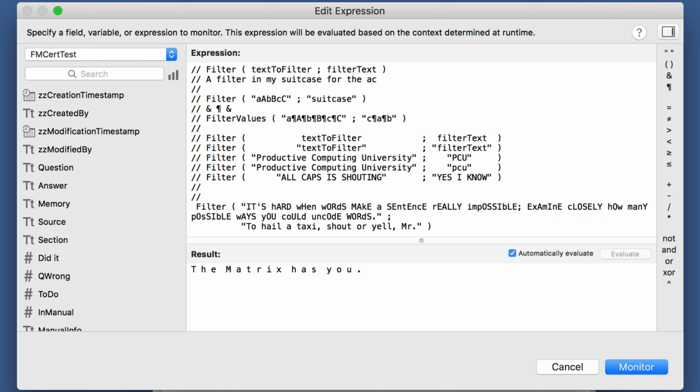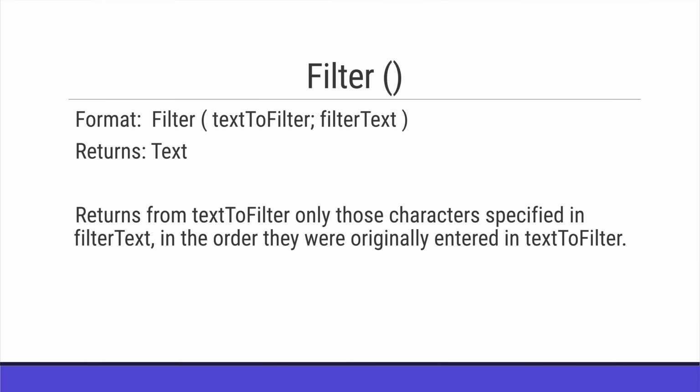You can see there's a whole lot more than just filtering phone numbers that you can do with this. So practice this on your own, and that is the filter function.